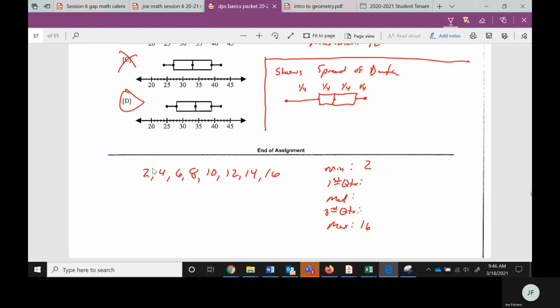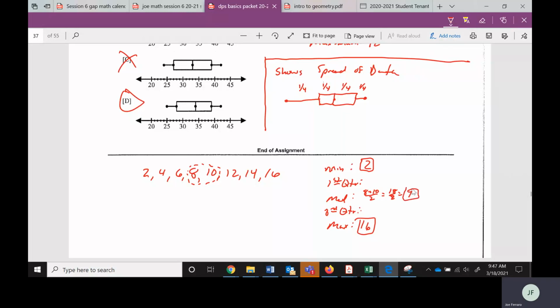The median, now there's 1, 2, 3, 4, 5, 6, 7, 8. So there's not an actual middle number. So 4 this way, 4 this way, these are your 2 middle. So remember, you have to find the median with 2 in the middle. You add them up, divide by 2. Our median would be 9. So this is our minimum or maximum.